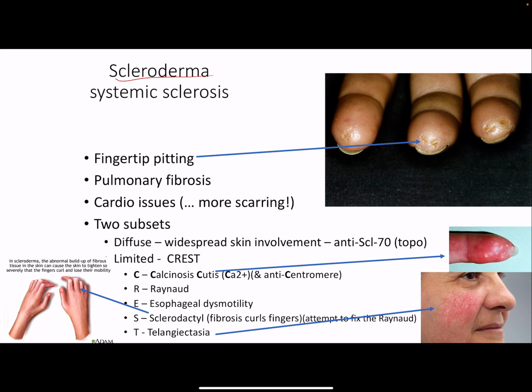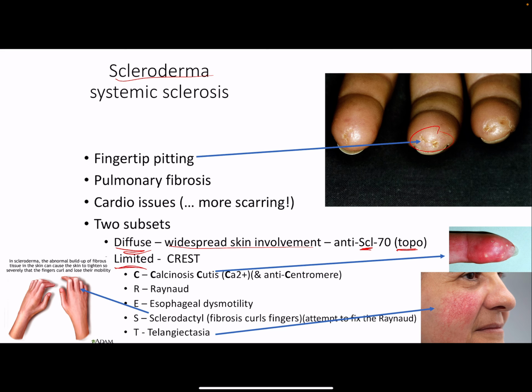Scleroderma, this is just going to be systemic sclerosis. So you have fingertip pitting, pulmonary fibrosis, scarring of the heart. And now there's two different subsets. We have a diffuse one, and this is where the skin involvement is going to be widespread. Also know that we have a topoisomerase antibody, anti-Scl-70, for the diffuse one.